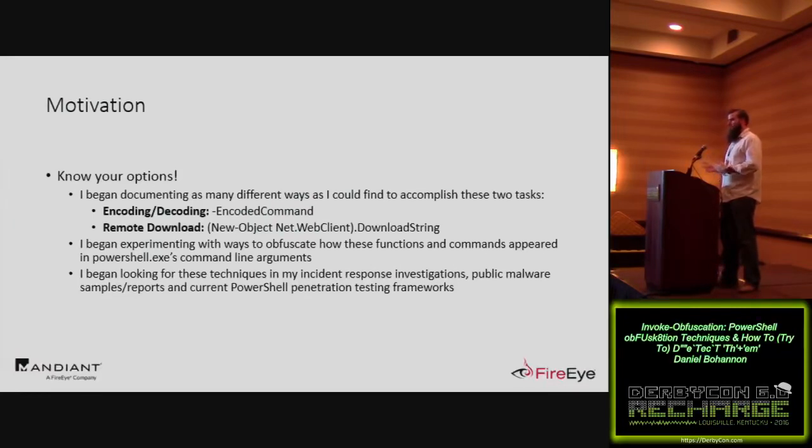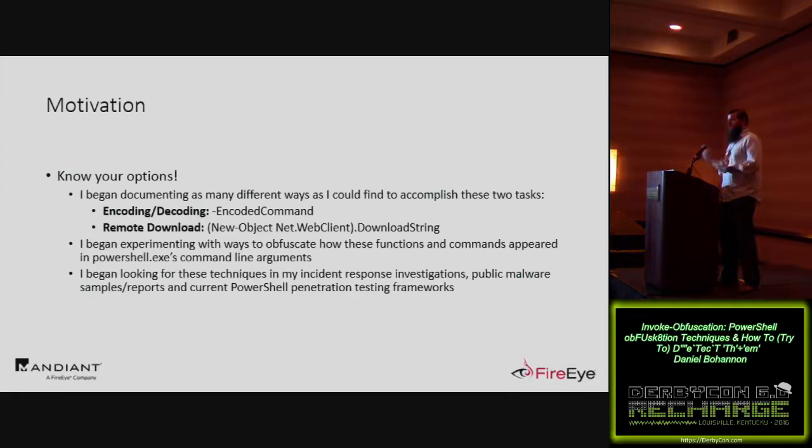What I basically did is took these two examples, encoding as well as the remote download cradle, and started to think, okay, I'm not a red teamer, but what are all the different ways you can accomplish this task through different syntax? So, for example, if I have triggers looking for these particular syntax, these strings, then what are other ways that I could use as a red teamer to accomplish this task, but would get by my current detection?